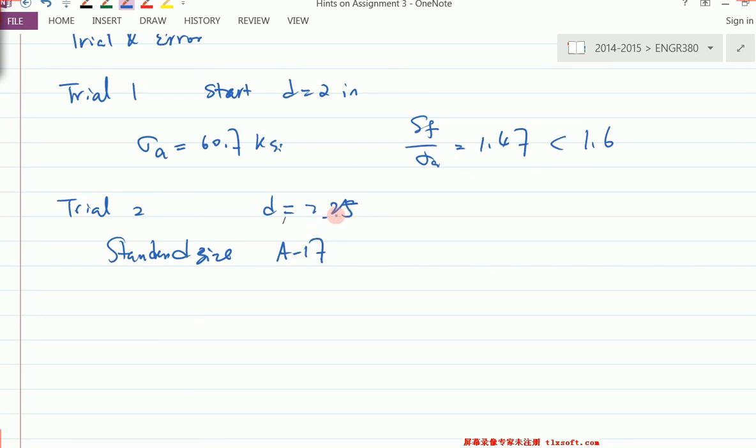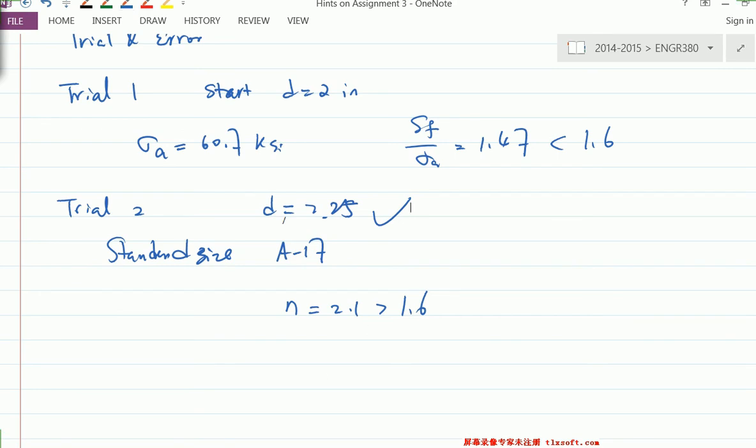Standard size basically is the size you can get off the shelf, not a customized size. If you try this new D, you'll find that the new safety factor will be 2.1. It's just greater than the desired 1.6 now. So that satisfies the condition here.